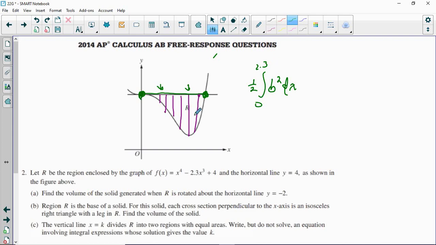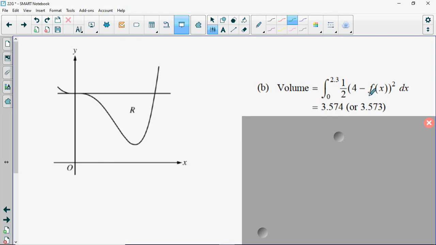And that base length is going to be this length, which is not f of x, but it is, since this is y equals 4, this length is 4 minus f of x. And so you'll get something like this, and that's all there really is to it. You just have to figure out, again, what is the shape that we're dealing with. In this case, it was an isosceles right triangle. What is the area of that shape? Okay, well, it's 1/2 times the base squared, and then figure out what the base is in terms of the functions that you're dealing with.